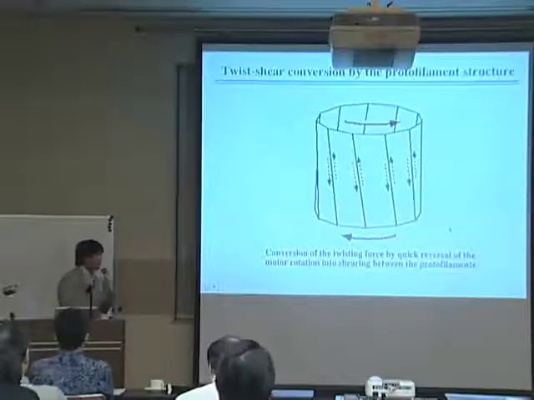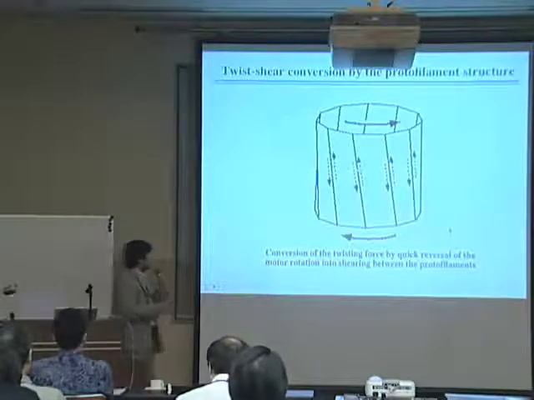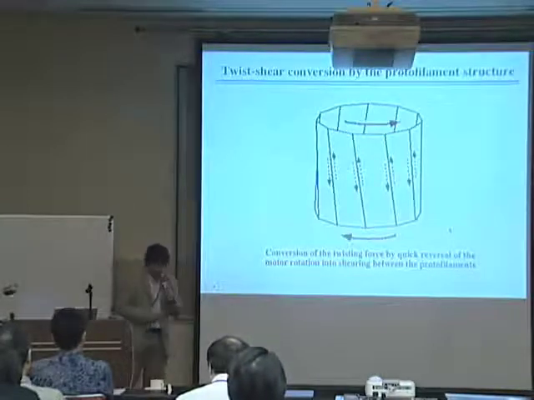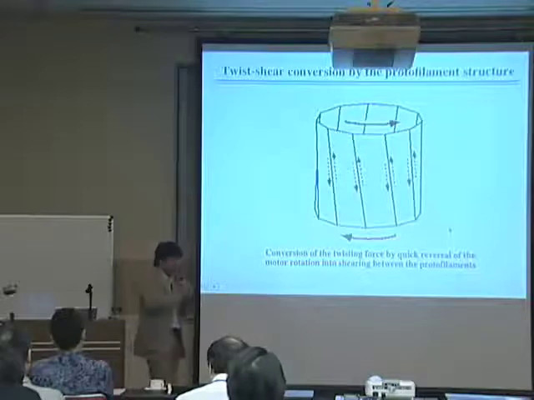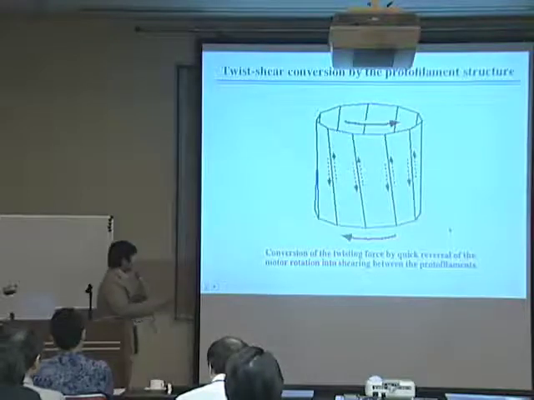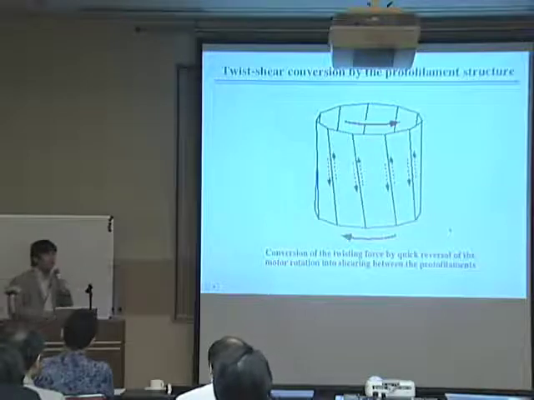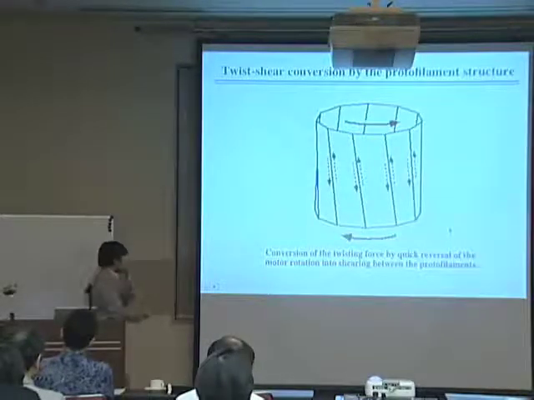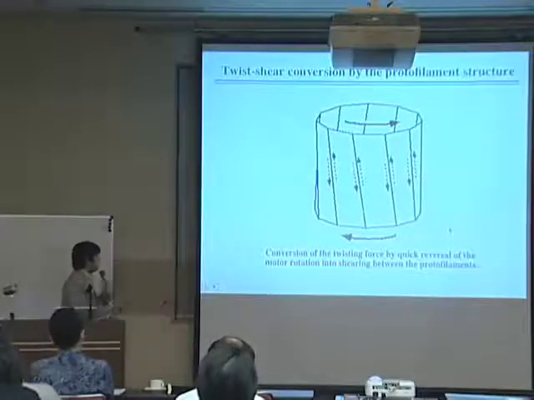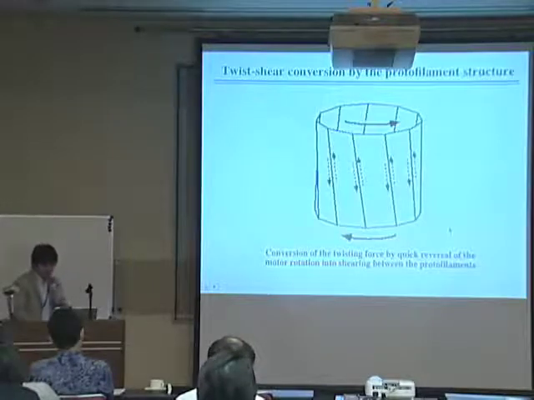And this may cause some turn on the switching of the conformation change, and that is propagated along the filament. So then the dynamical change occurs. So then what is the kind of switch?